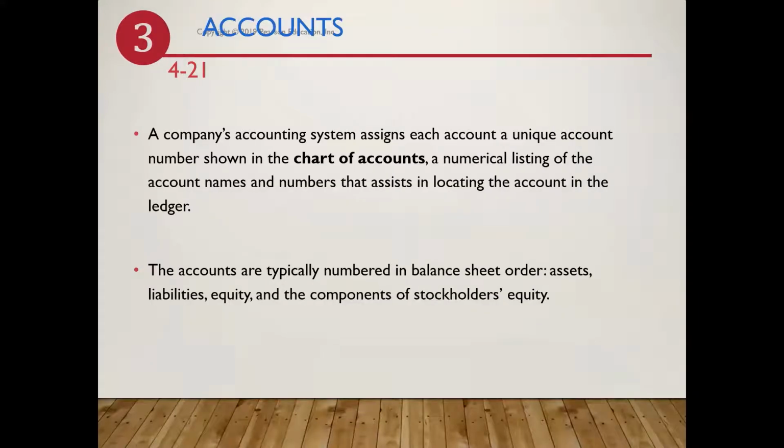A company's accounting system assigns each account a unique account number shown in the chart of accounts, which is a numerical listing of the account names and numbers that assist in locating the account in the ledger. The accounts are typically numbered in balance sheet order. You have your assets, liabilities, equity, and the components of stockholders' equity, including dividends, revenues, gains, expenses, and losses.